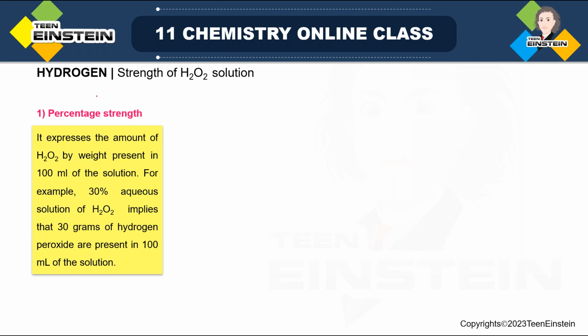Percentage strength. Suppose I am saying X% of H2O2. What does it mean? It expresses the amount of H2O2 by weight that is present in 100 ml solution. So when I say it is 30%, that means in 100 ml of that sample there must be 30 gram of H2O2. Or if it is X percent, there must be X gram of H2O2 in 100 ml solution. So this is percentage strength.